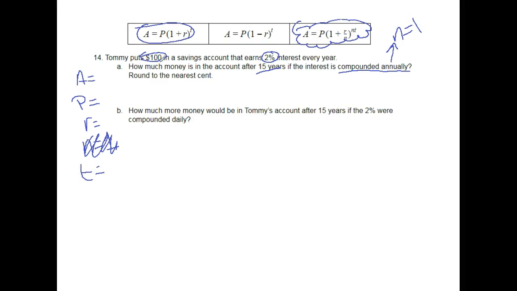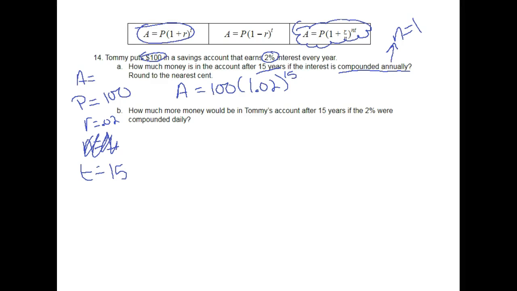So this $100, is this what he wants to have in the future, or is this what he's starting with? This is what he's starting with. That makes it a principal. This 2% as a decimal is 0.02, and the time is 15 years. So the amount after those 15 years is what he started with, times 1 plus 0.02, which is going to be 1.02, then to the 15th power.